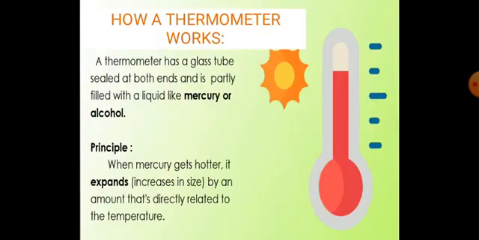Now, how a thermometer works. A thermometer has a glass tube sealed at both ends and is partially filled with a liquid like mercury or alcohol. Principle: when mercury gets hotter, it expands, increasing in size by an amount that's directly related to the temperature.